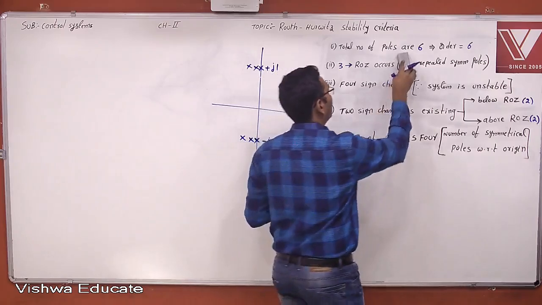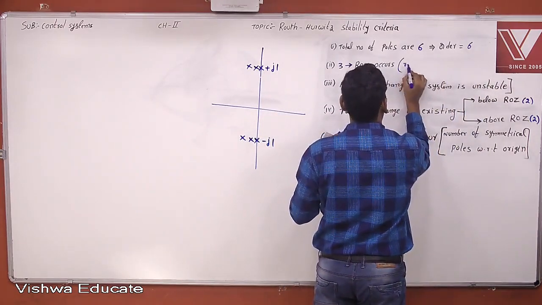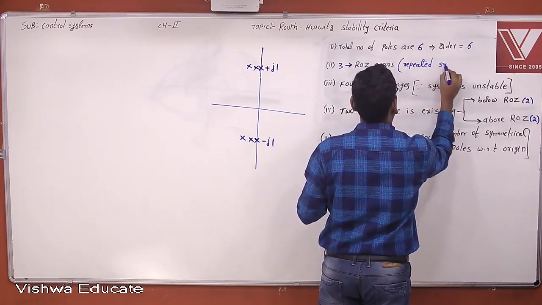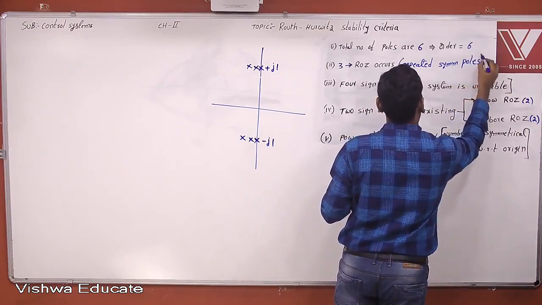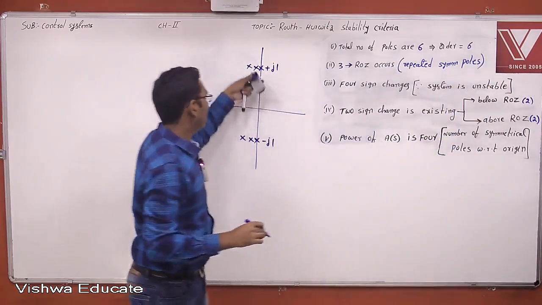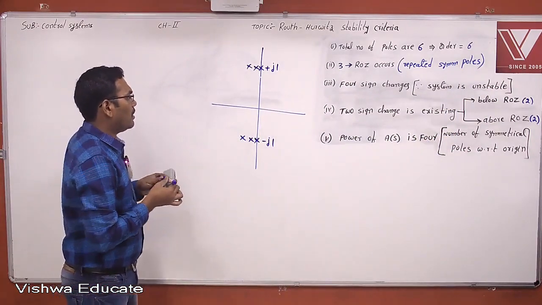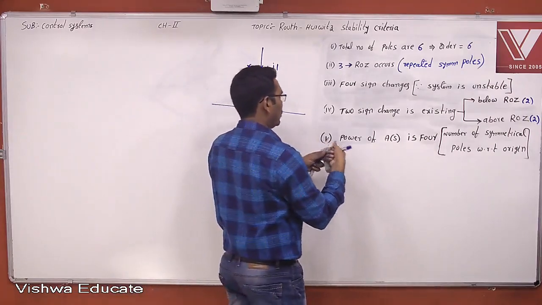Okay. Now here 3 times the row of zeros occur, because of the repeated symmetrical poles. How many? The 3 poles which are repeated. So this is 3 times the row of zeros occur. Now no pole is on the right hand side, therefore no sign change.